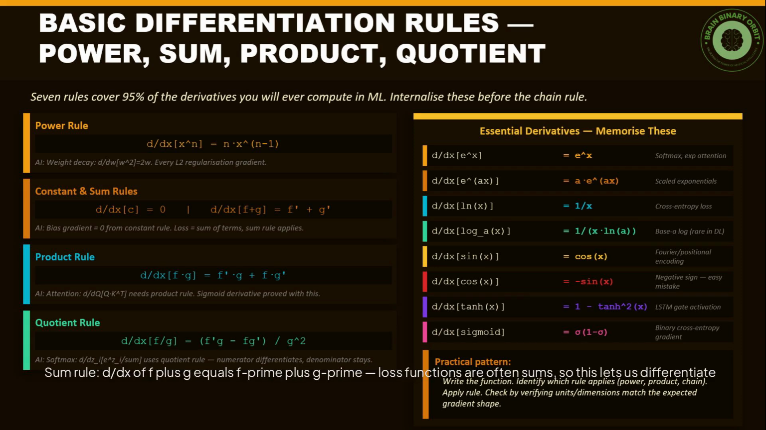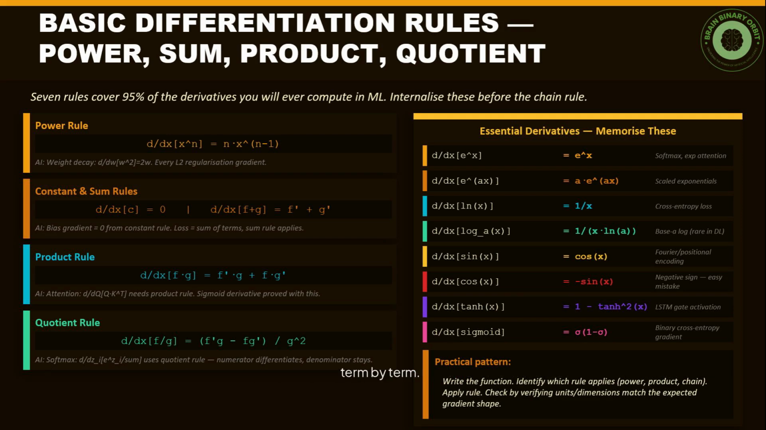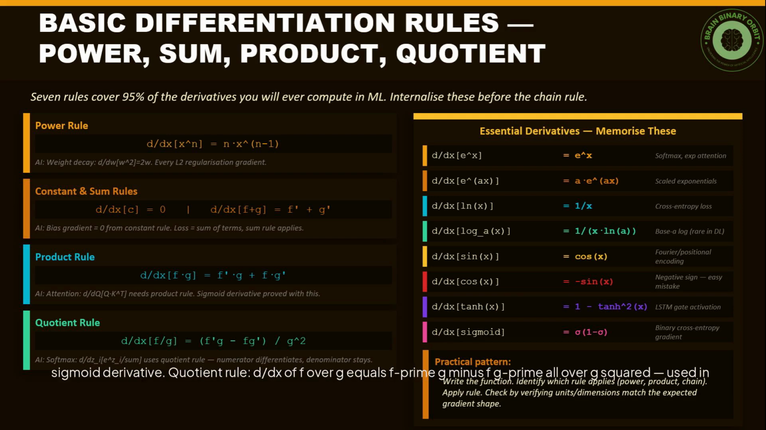Sum rule: d/dx of f plus g equals f prime plus g prime. Loss functions are often sums, so this lets us differentiate term by term. Product rule: d/dx of f times g equals f prime g plus f g prime, used for attention scores and proving the sigmoid derivative. Quotient rule: d/dx of f over g equals f prime g minus f g prime, all over g squared, used in softmax differentiation.